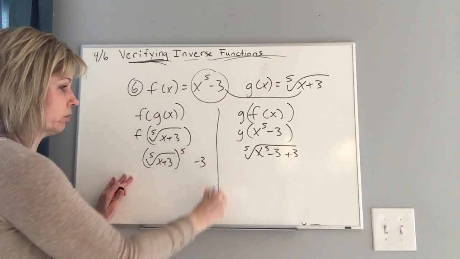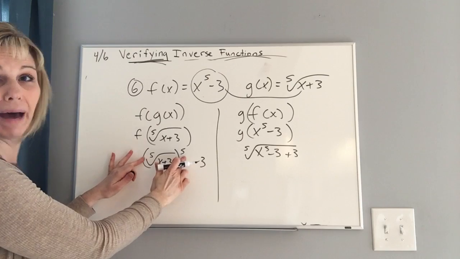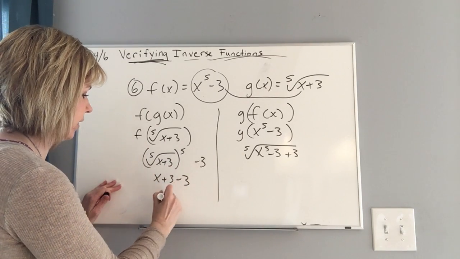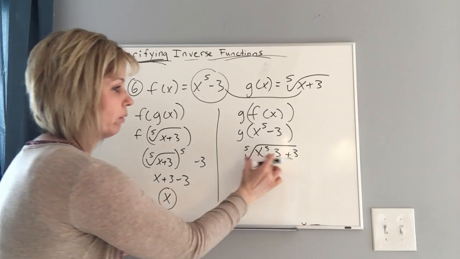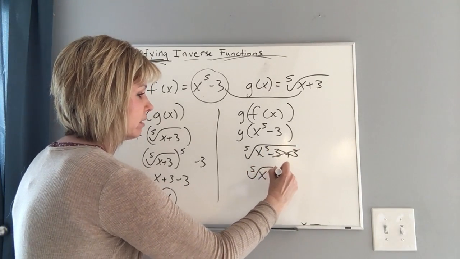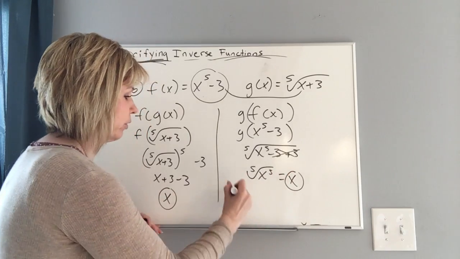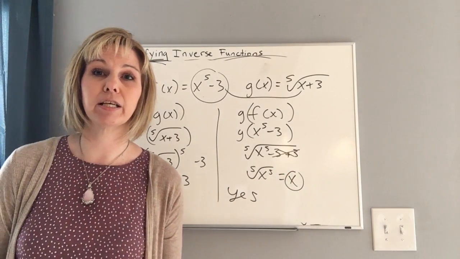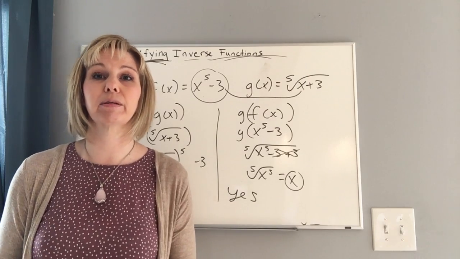So let's look at this one. We undo the power and the root first. So we get x plus 3 minus 3, which is x. This one, we undo the plus 3 minus 3. So it's the 5th root of x to the 5th, which is x. So yes, they are inverses. The function and the inverse composed are equal to x.